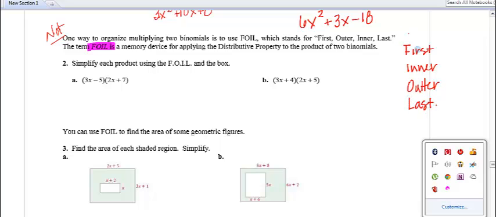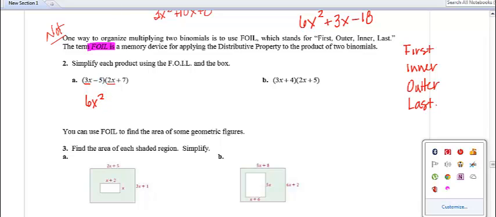Notice it's not very mathematical. It's really just an acronym. And I don't mind the use of acronyms, but in this case, I don't think it really shows you the process. Again, it's just the distributive property minus the arrows. It just reminds you how to multiply these. So the first, meaning 3x times 2x, or 6x squared, is the multiplication of those.